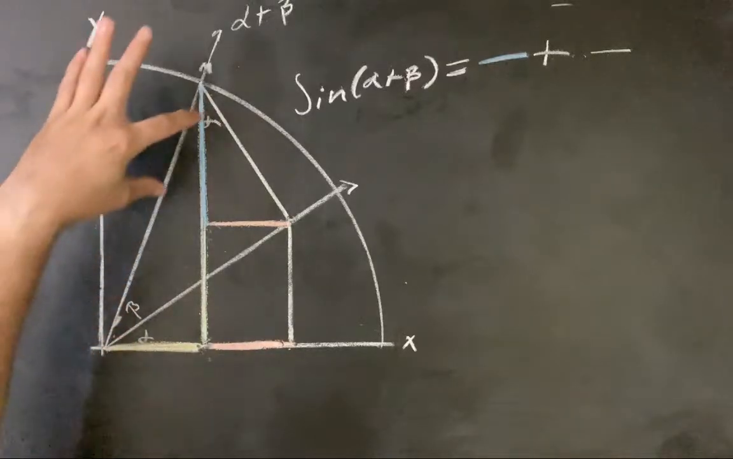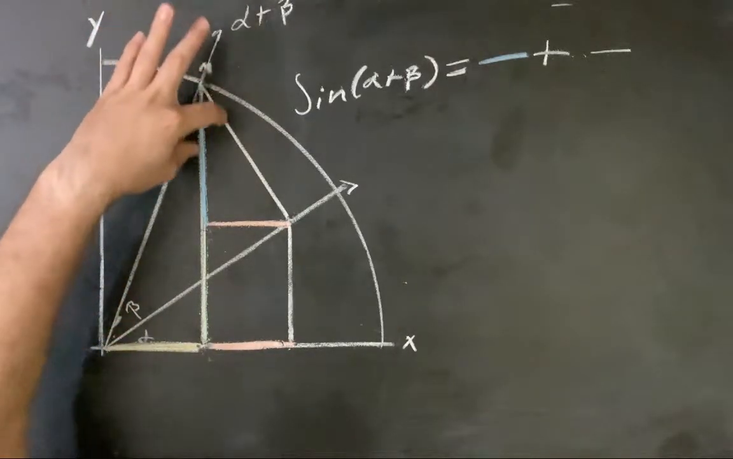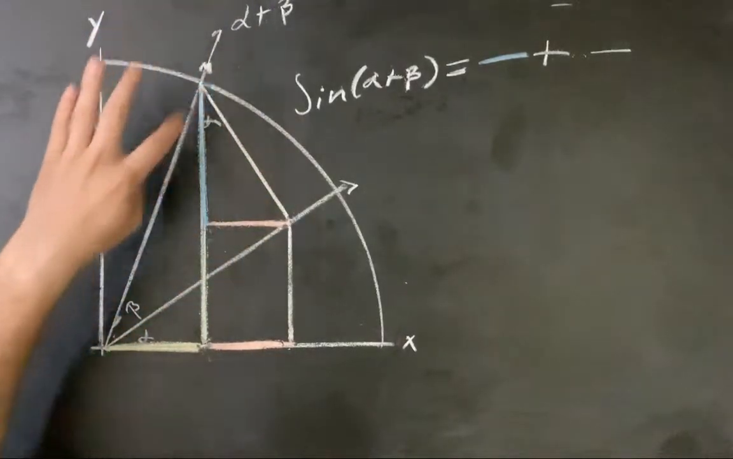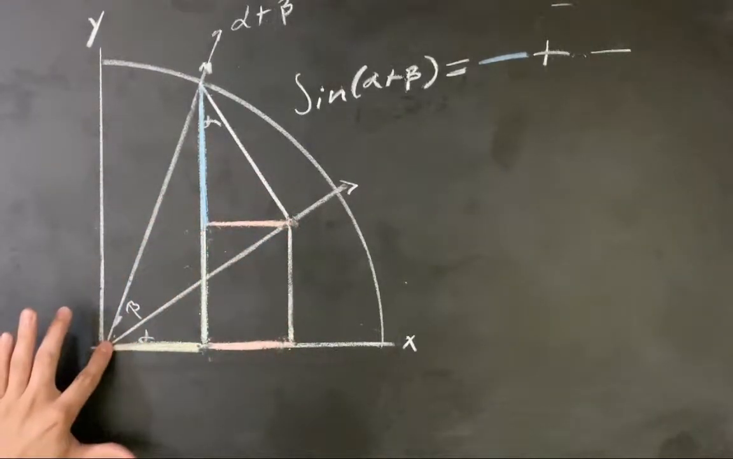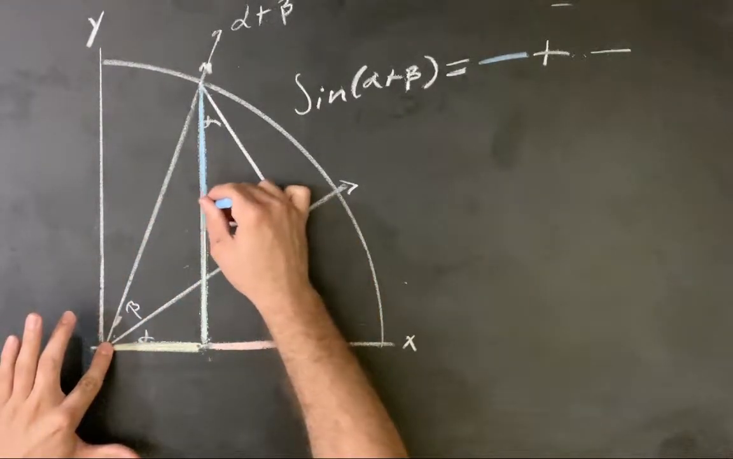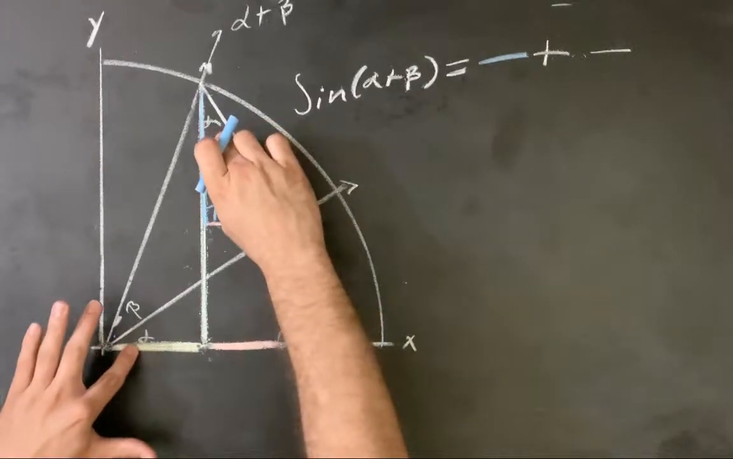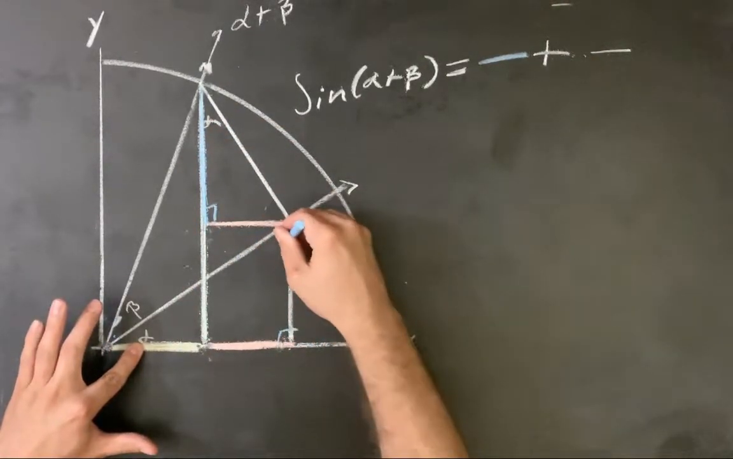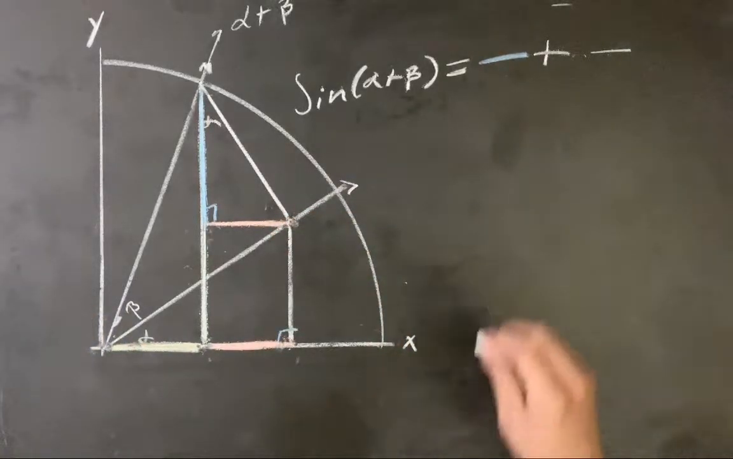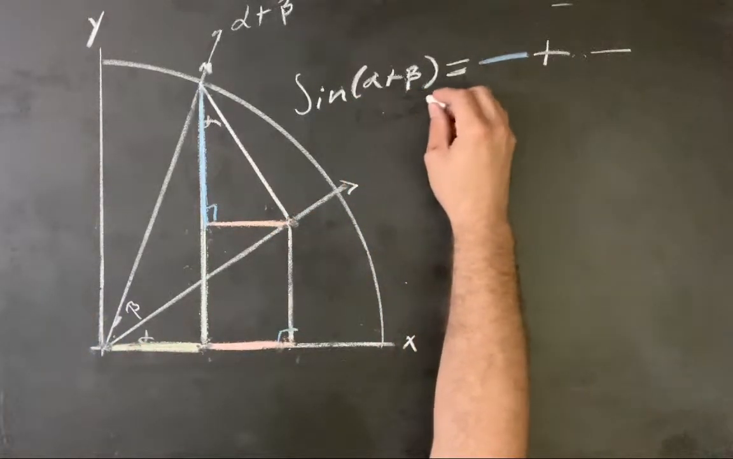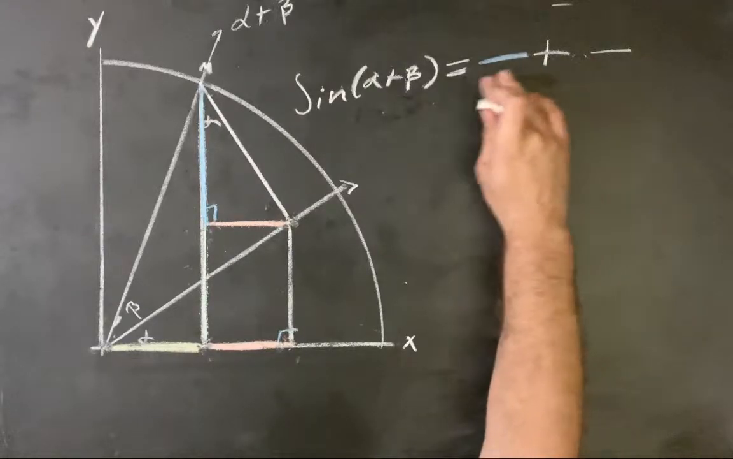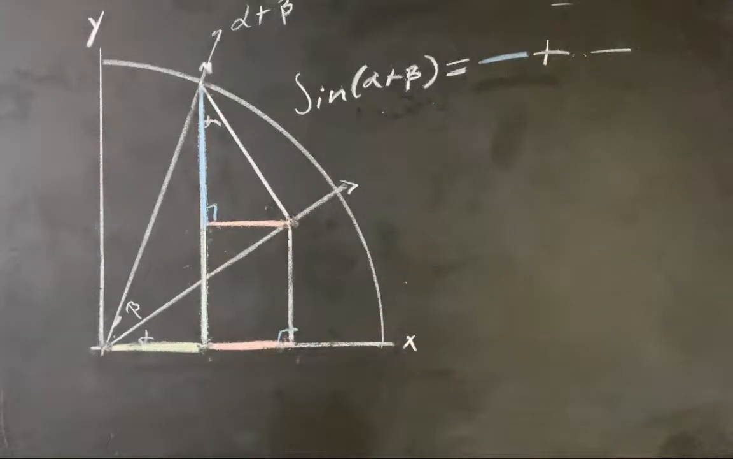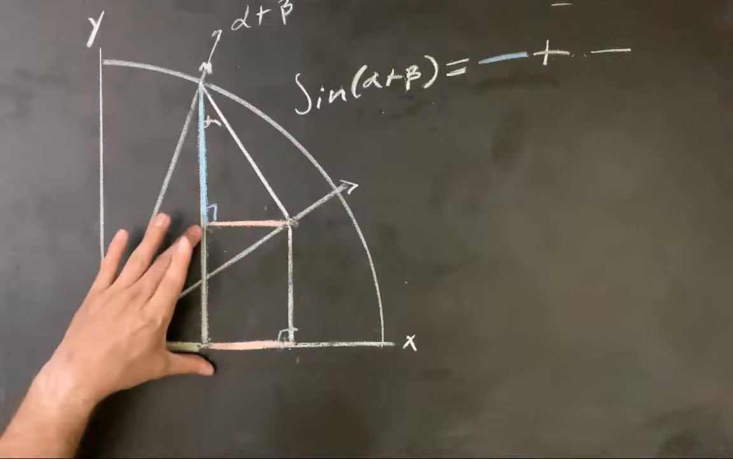And so if we think of the similar triangle here that is similar to this triangle here, which is seen as a 90-degree angle here, 90-degree angle here, they both share the angle alpha, therefore they share these two angles here. Now that we know that sine of alpha plus beta is the blue line plus the green line, let's figure out how we can find this green portion right here.